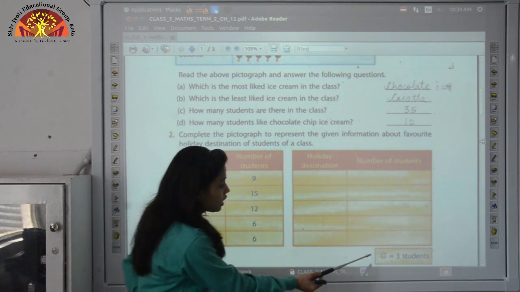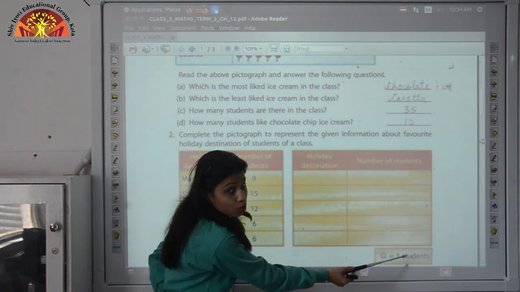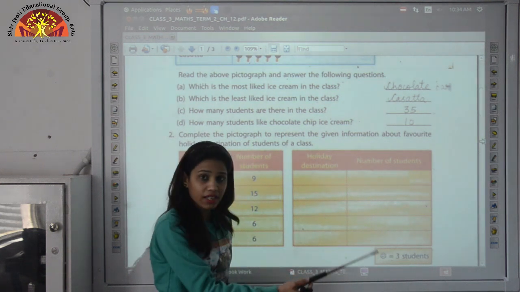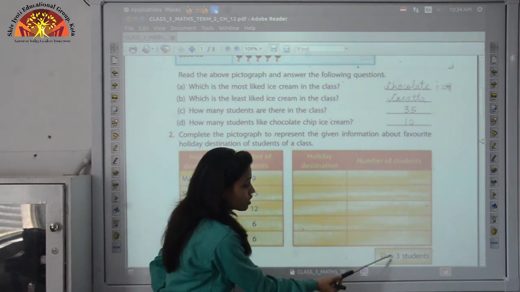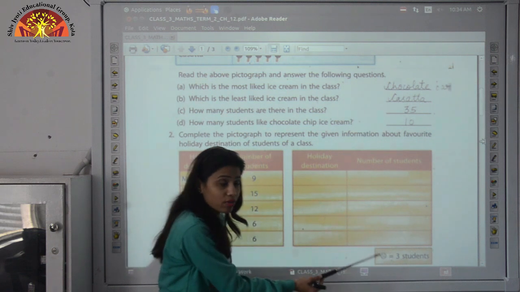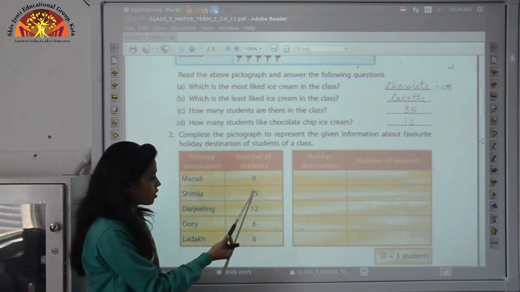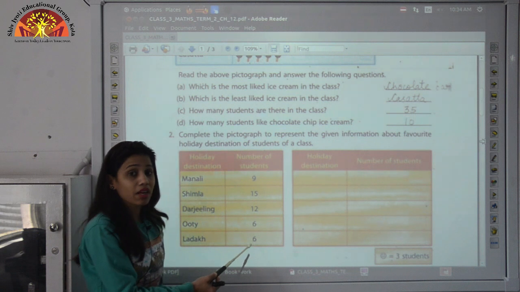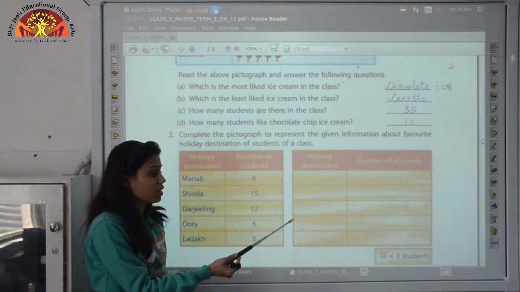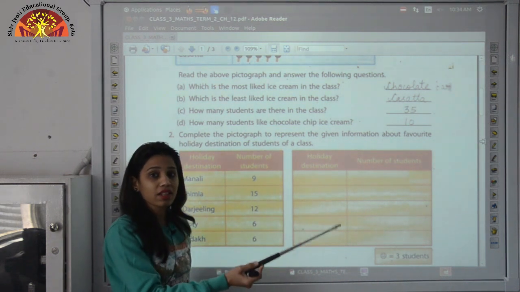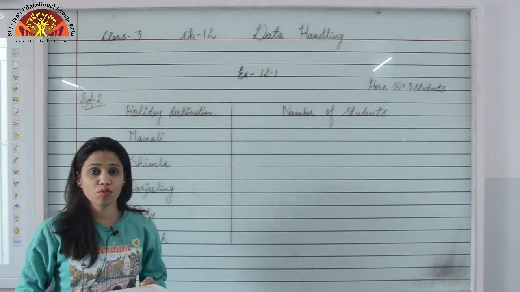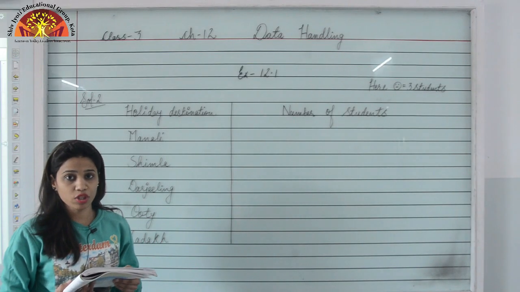Now here each symbol represents 3 students. Now this is the symbol, you can use any symbol of your choice, which represents 3 students. Now why 3 students? Because here as you can see, all these numbers are multiples of 3. So it will be easier if we choose one symbol as 3 students. Okay, now students, we are going to solve question number 2.